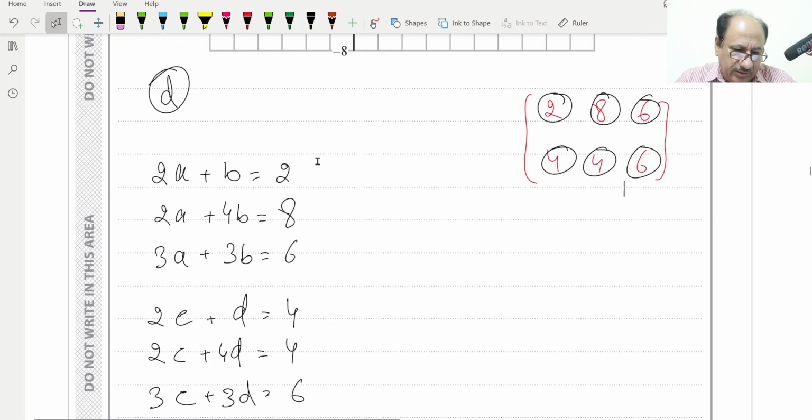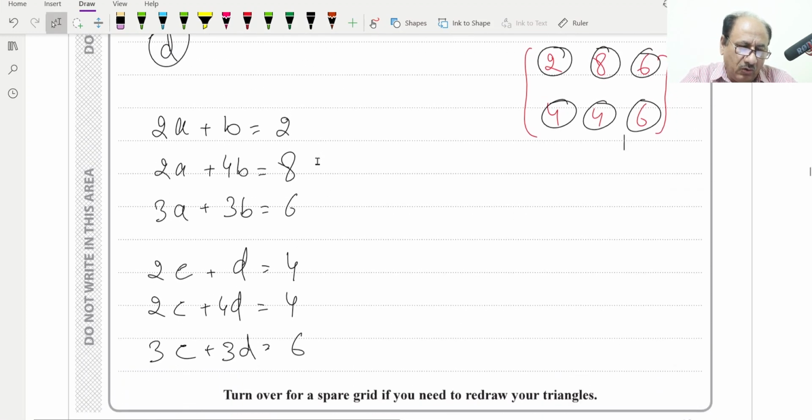So after writing these 6 equations, now our target is to find the values of a, b, c, d. To find the values of a, b, c, d, what we will do, we will use these two equations. For example, this one, equation 1 and equation 2 we can use.